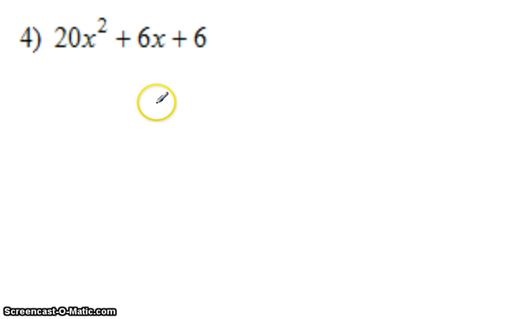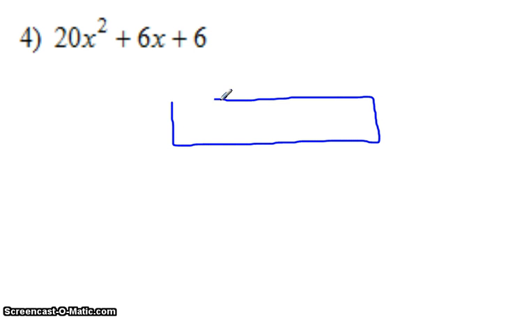Now we got 3 terms. So I'm going to make my window with 3 terms. Find my GCF. Well, we got 20x squared, 6x, and 6. Well, there's not an x in every term because of the 6 here. So x is not going to be part of this GCF. So we're just going to be left with what's the GCF between 20, 6, and 6. And the biggest common factor would be 2. Right? I'm going to write in the original here.